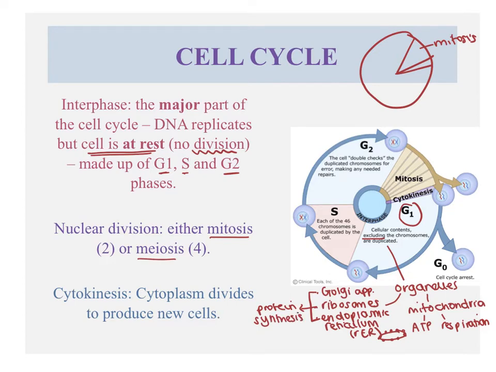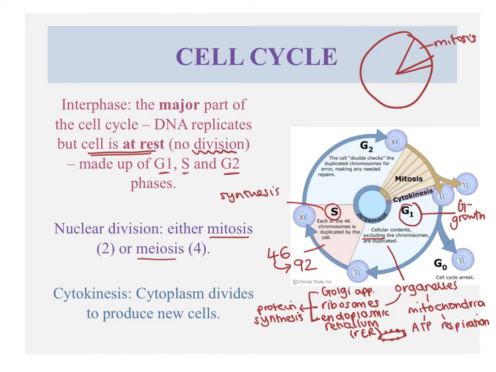We are then going to have our synthesis phase. Synthesis is literally where our chromosomes go from 46, if we're in mitosis, to 92 chromosomes. We're getting ready to divide. Now in G2, this is our final growth stage. Sorry, just to highlight that the G is growth, and the S is for synthesis. So we're making new stuff.